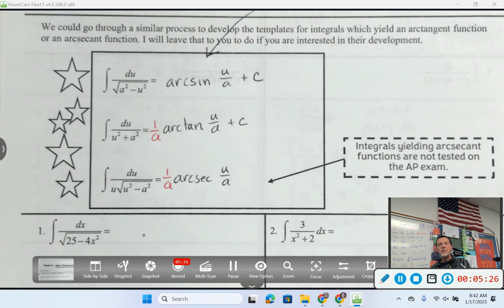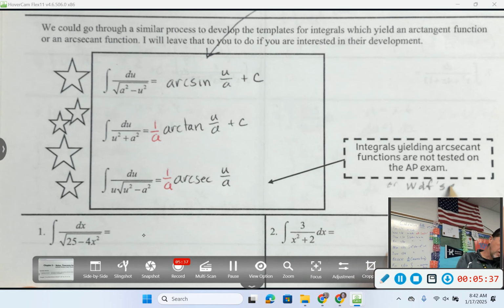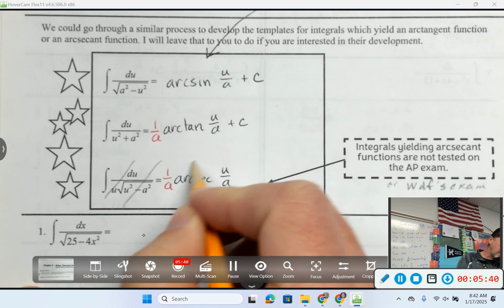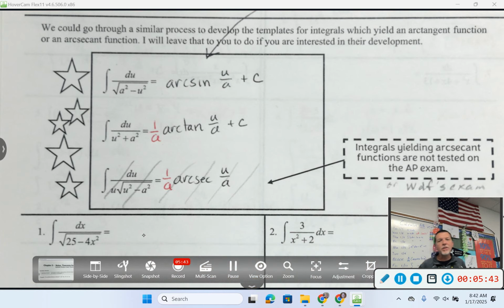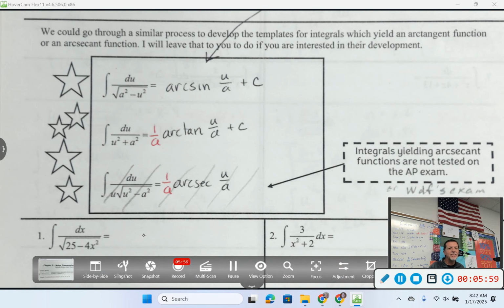Now there's this little side note there. Integrals yielding arcsecant function are not tested on the AP exam or Mr. Wolf's exam. So you don't have to memorize that one, but I wanted to show it to you to see the parallels between the two. So you won't ever have to go backwards and land at an arcsecant. You still have to kind of know it because we will ask you to move it forwards, like to take a derivative of arcsecant. So you can lightly mark it out because I'm not specifically going to ask that, but I can ask it in the derivative direction.